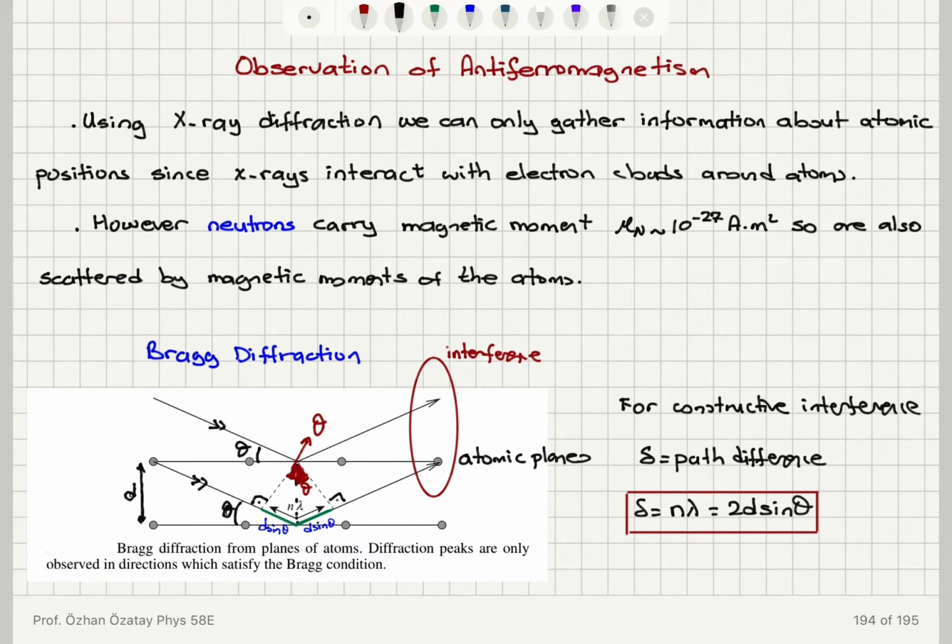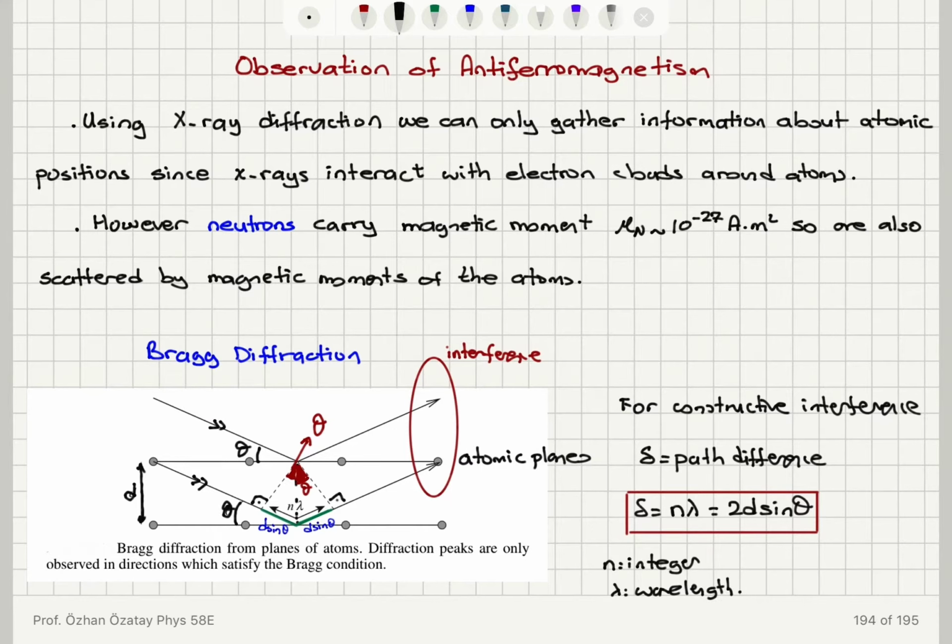So d is the distance between adjacent atomic planes. Theta is the incidence angle with respect to the plane. n is an integer, lambda is the wavelength, and delta is the path difference.